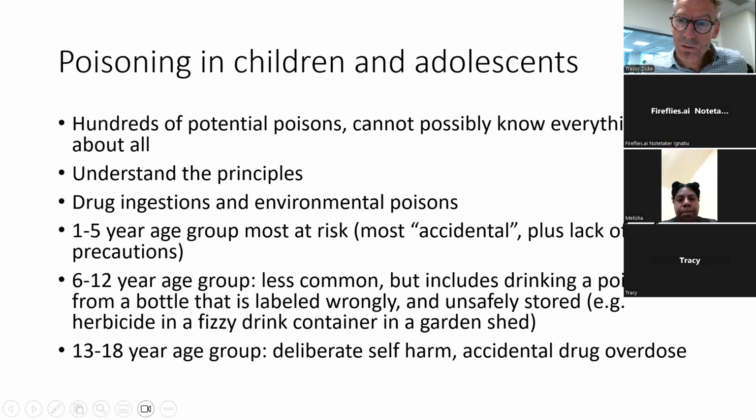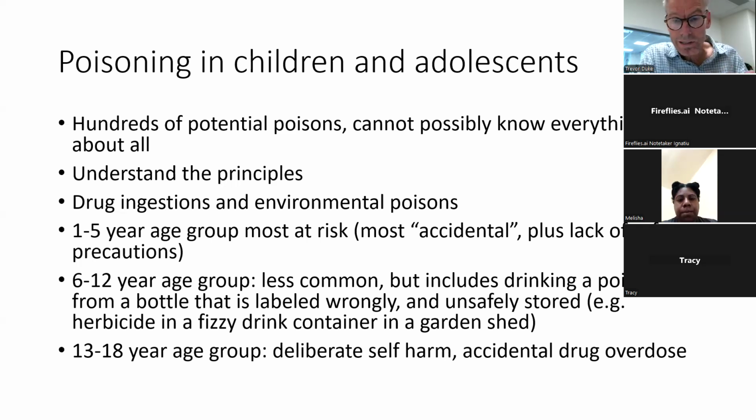But I just wanted to say that there are many hundreds of potential poisons, and we can't possibly know everything about all of them. So firstly, you need to understand the principles, and then you need to have resources. I think there are some general principles that I want to go through to start with. One is a bit about the epidemiology, like who gets poisoned. Not many poisonings occur in young infants, unless they're induced poisonings given inadvertently or deliberately by a caregiver. Most poisonings occur in children in the 1 to 5 year age group, and most of these are accidental.